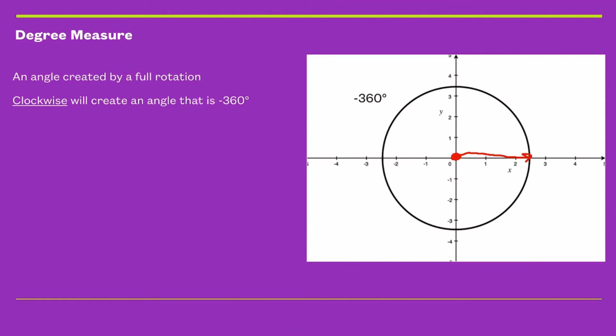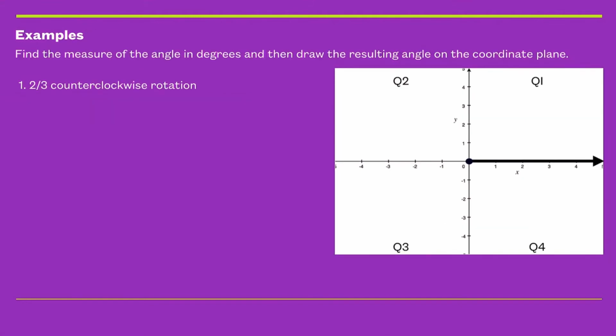All right, so counterclockwise is going to result in a positive value, and as you can see right here, clockwise is going to result in a negative value. So this is just going to be some examples in finding angle measures and drawing them in standard position on the coordinate plane. You see the initial side drawn in standard position, and from the directions here, it says find the measure of the angle in degrees, and then draw the resulting angle on the coordinate plane. So they want us to draw and find the angle measure of a 2/3 counterclockwise rotation.